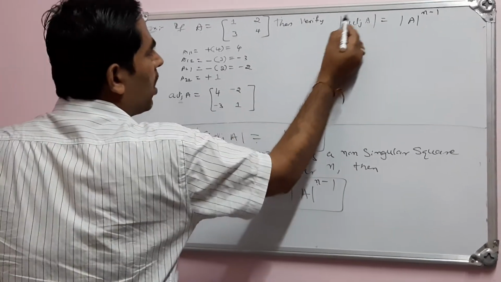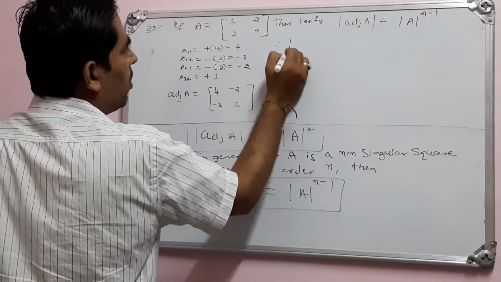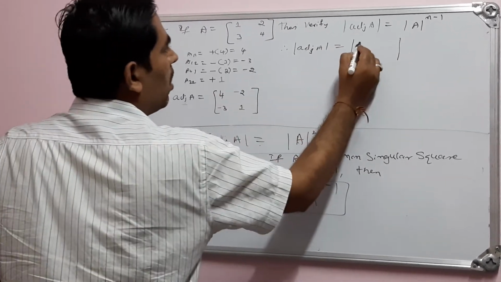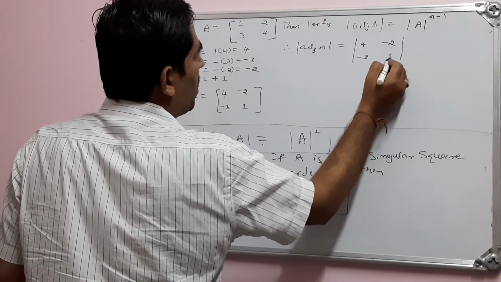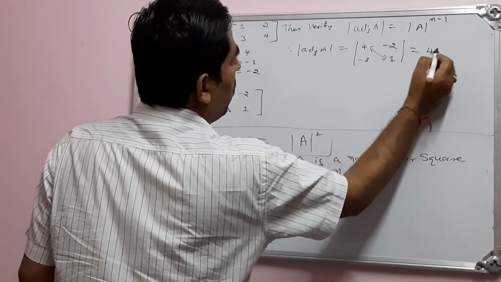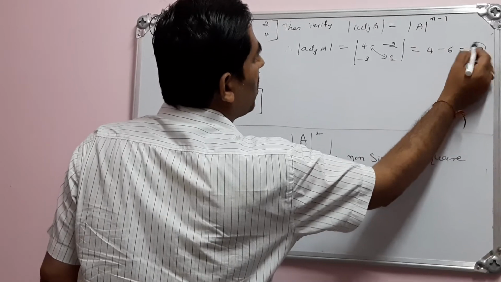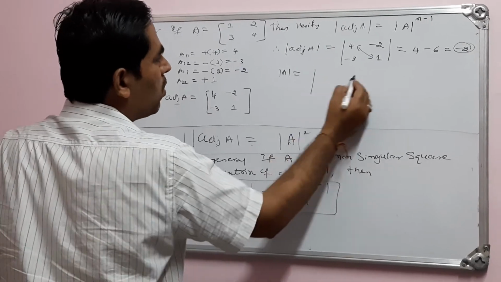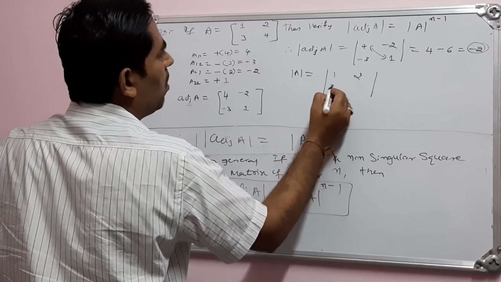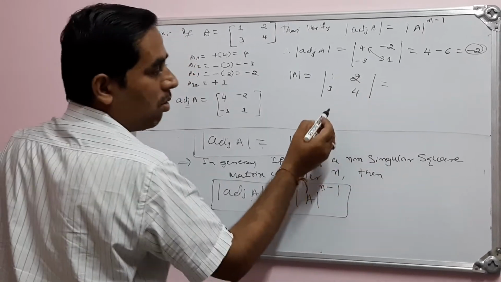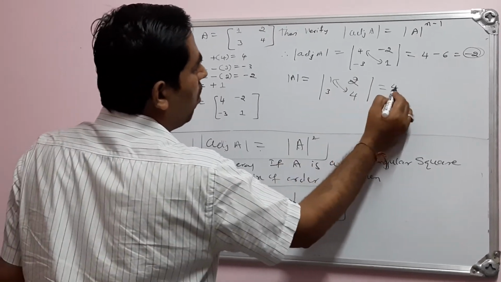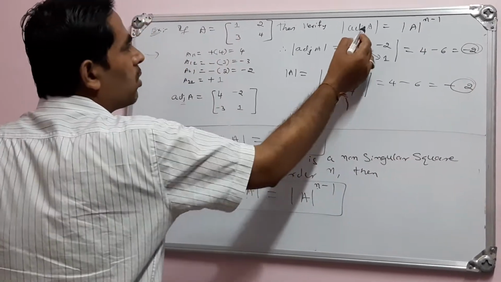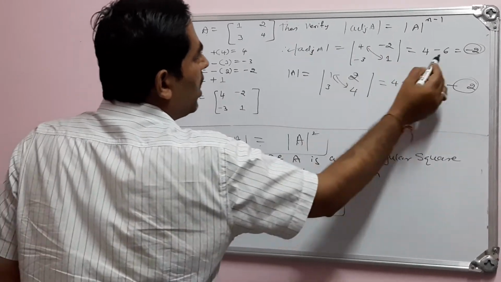Then we have to consider the determinant. Therefore, the determinant of adjoint A: 4, minus 2, minus 3, 1. Let us find the product: 4 into 1 is 4, minus 6, so 4 minus 6 is minus 2. Then the determinant of A is the determinant of 1, 2, 3, 4. You multiply 1 into 4, 4, minus 6, so 4 minus 6 is minus 2. So the determinant of adjoint A is minus 2.